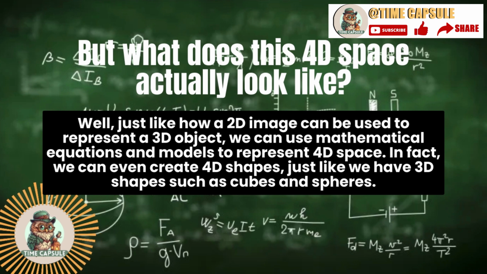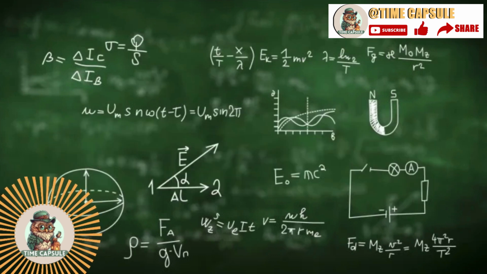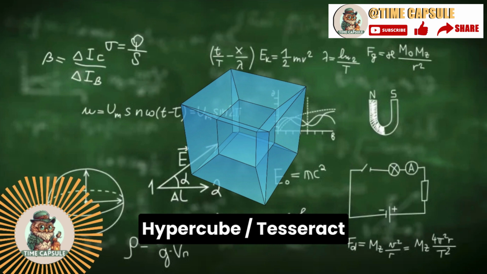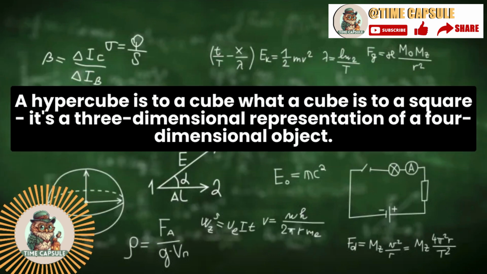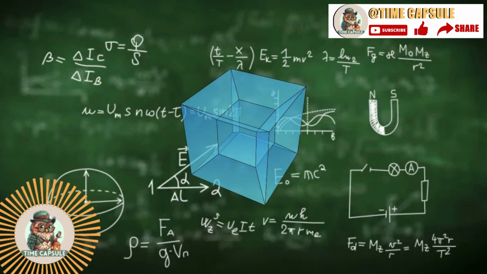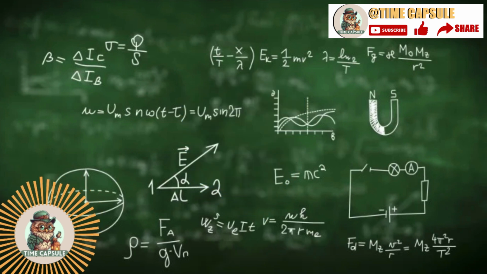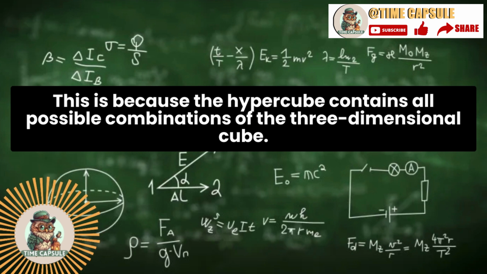In fact, we can even create 4D shapes, just like we have 3D shapes such as cubes and spheres. One example of a 4D shape is the hypercube, also known as a tesseract. A hypercube is to a cube what a cube is to a square. It's a three-dimensional representation of a four-dimensional object. If you were to look at a hypercube from the outside, you would see a cube, but if you were able to look inside the hypercube, you would see additional cubes that are perpendicular to the original cube. This is because the hypercube contains all possible combinations of the three-dimensional cube.